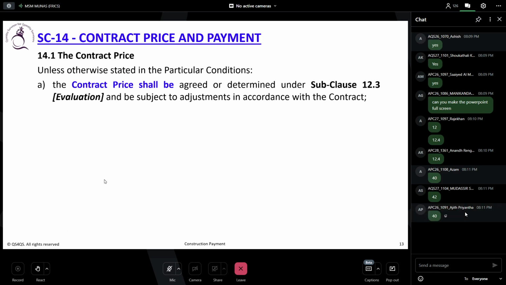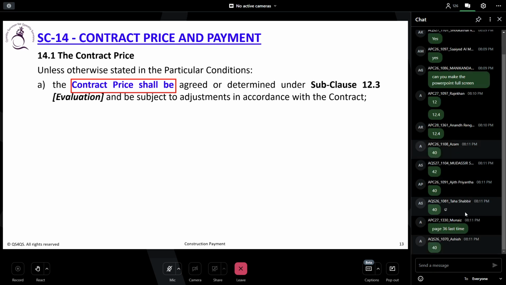14. Yes. Unless otherwise stated in the particular condition. So remember, see here, unless otherwise stated in the particular condition. So the particular condition becomes the higher priority.